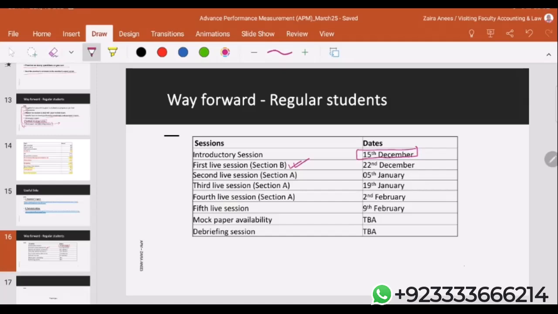I kept all sessions on Sundays because Sunday is off for all. So that's generally when I keep the sessions. For section A, there will be one live session on 5th January, then 19th January, then 2nd February, and then 9th February. So there will be around 5 live sessions specifically focused on examiner comments, professional marks, how to attempt the paper, what you should do, what you should not do, answer scripts of a few students, identifying the mistakes the students generally make, right?